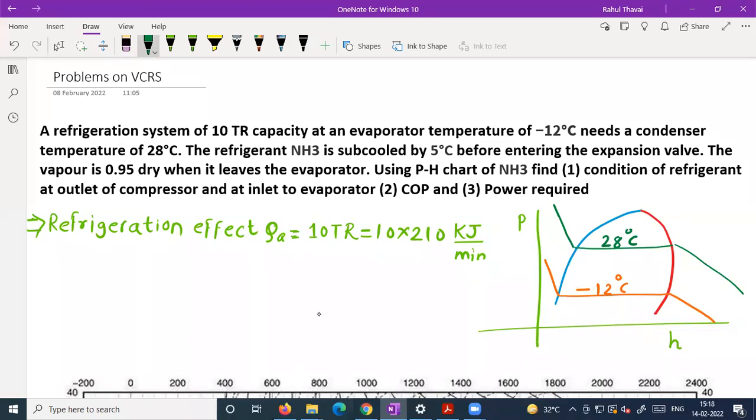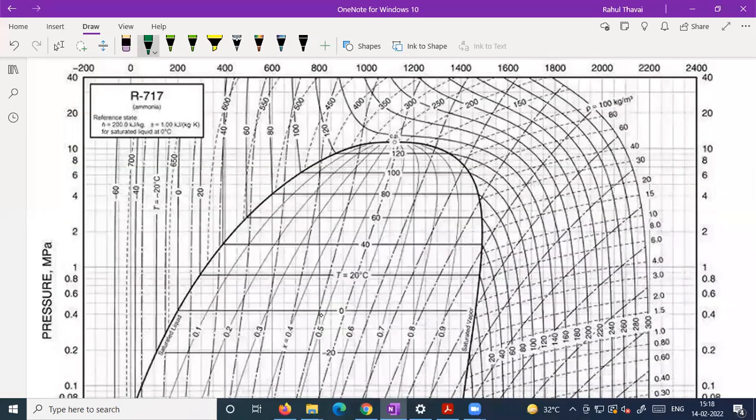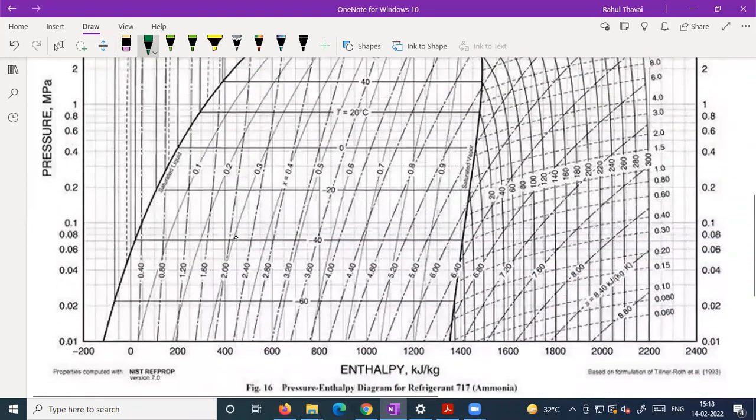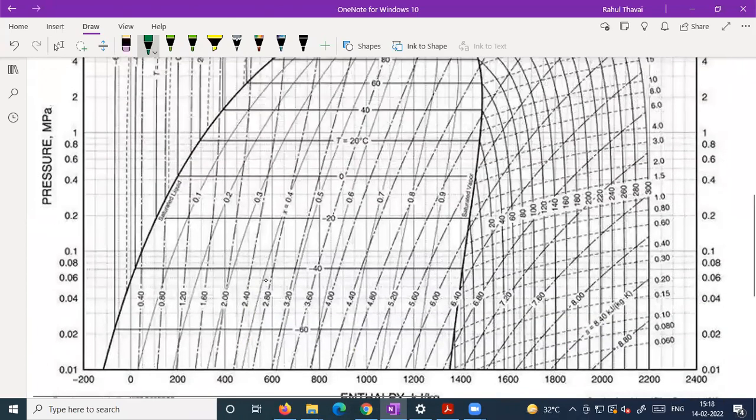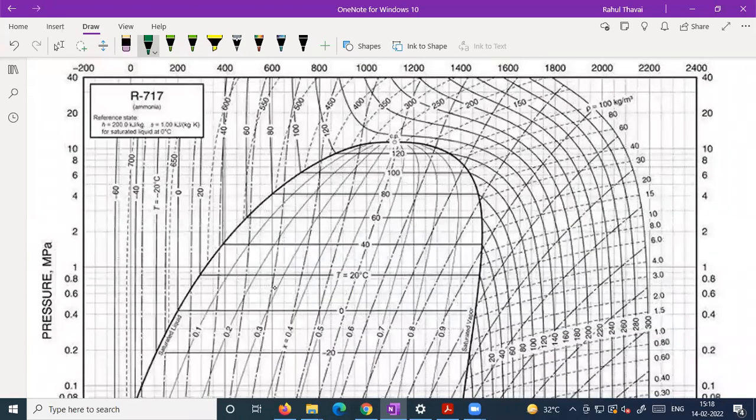If you're getting confused, you can see this pH diagram. I have drawn the same; it's a pressure versus enthalpy diagram. If I show you any temperature line, let us see this 80 degrees Celsius line. How is this 80 degrees Celsius line going? It is coming straight, till it reaches this black colored line.